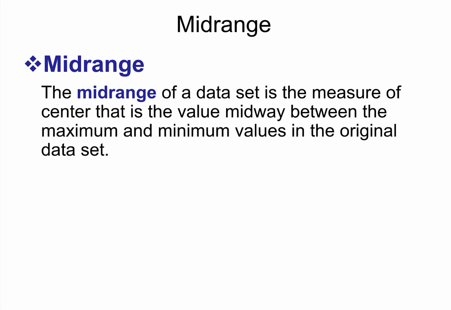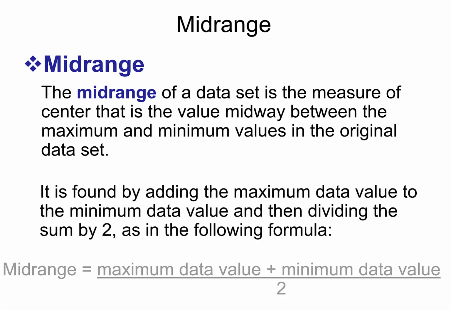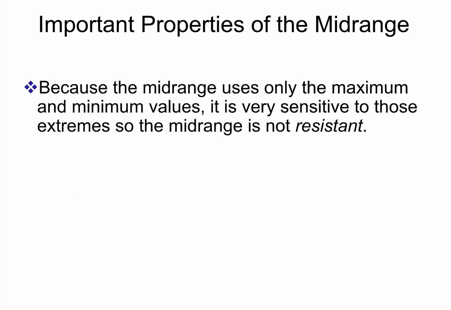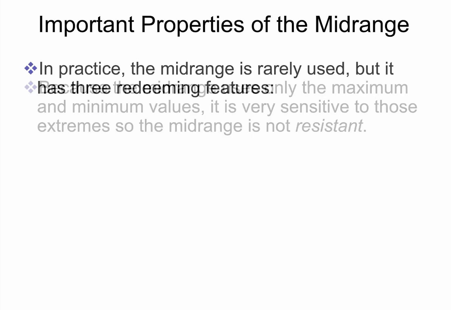The mid-range is the measure of center that is halfway between the maximum and the minimum in the original data set, similar to the midpoint of the classes that we did in the frequency distributions. It's found by adding the maximum data value to the minimum and then dividing by 2. Because it only uses the maximum and the minimum, it's very sensitive to extremes, so we say the mid-range is not resistant, similar to the mean.